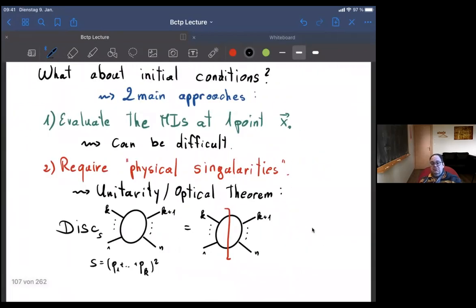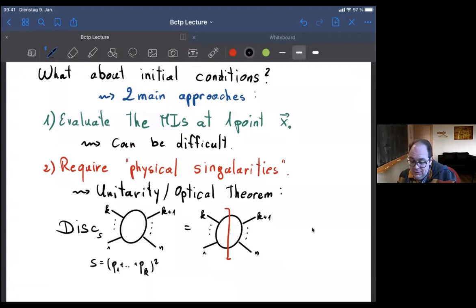Remember that we said that these functions know about unitarity. There was this thing called the optical theorem, which tells you that the discontinuities of an amplitude are related to, essentially, the cuts of the amplitude. So there's physics, so particles going on shell.